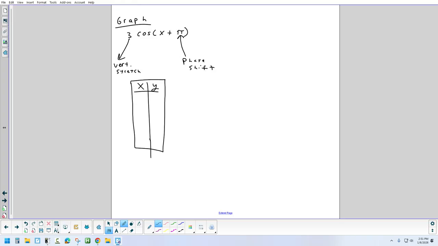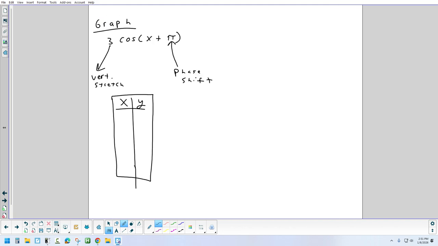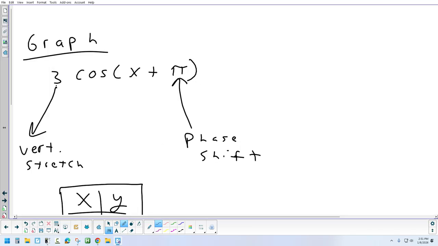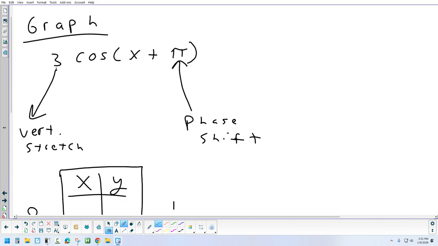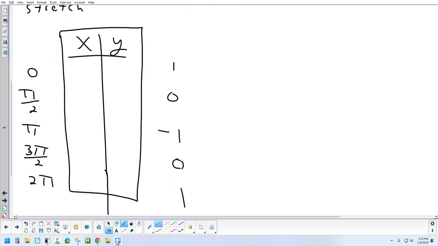What are the original x values for cosine? 0, pi over 2, pi, 3 pi over 2, 2 pi. And what about the original y values for cosine? 1, 0, negative 1, 0, 1. Yep. Okay. So now we've got to figure out what we're doing to all of them. Let's start with the x's. So we've got a plus pi, which means we're going to do what kind of arithmetic to all of these?